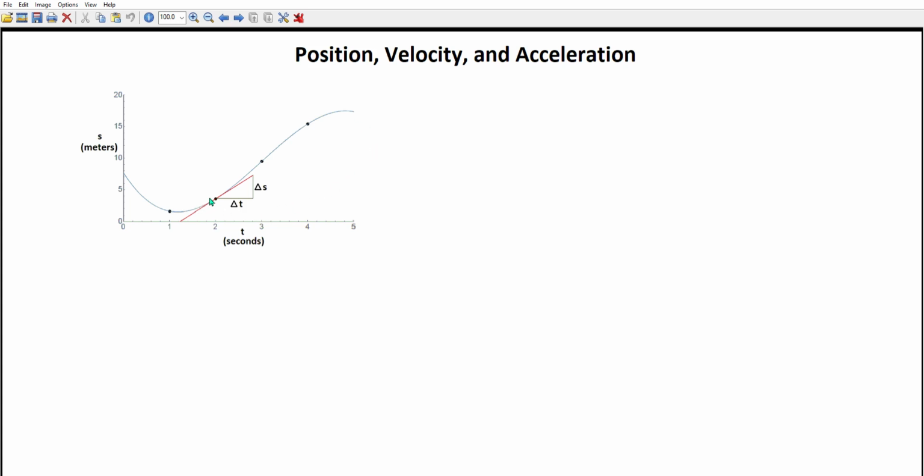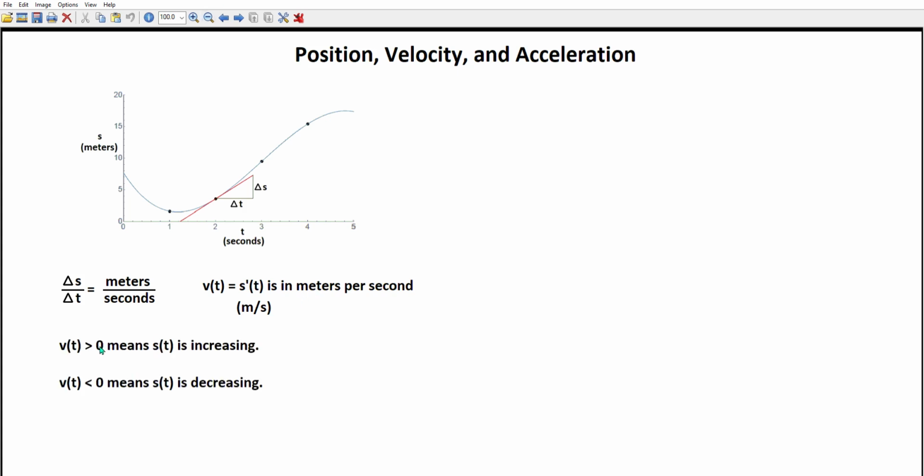The slope of the tangent is going to be change in position over change in time. That's in meters, and t is in seconds. And that slope is the velocity, which is the derivative of the position, and the units are meters per second. If the velocity is positive, that means s of t is increasing, and if the velocity is negative, that means that s of t is decreasing.